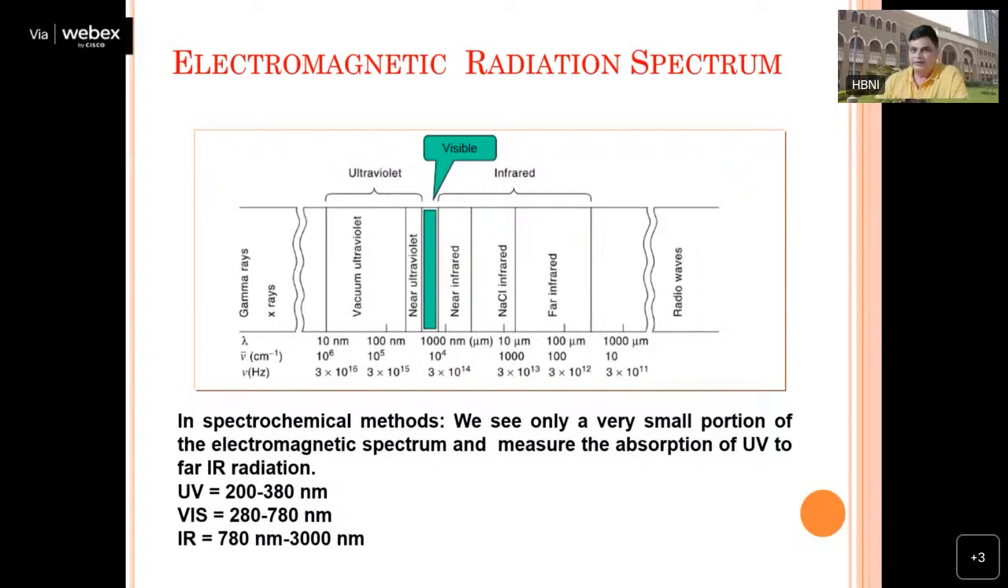The electromagnetic radiation spectrum covers everything from gamma rays to radio waves. But in today's lecture we are going to concentrate only on the UV, visible and IR regions. The UV region is about 200 to 380 nanometers, whereas the visible region is classified between 380 to 780 nanometers, and the infrared region from 780 nanometers to 3000 nanometers. So it's a very small part of the electromagnetic radiation that we are concentrating on today.